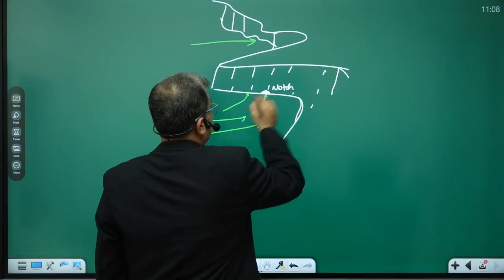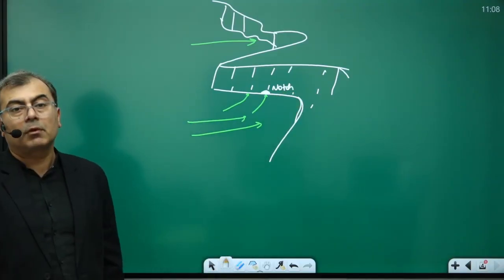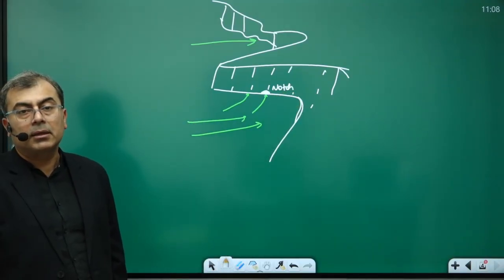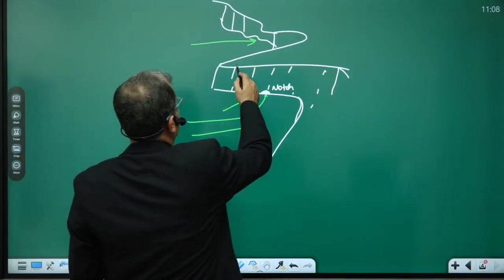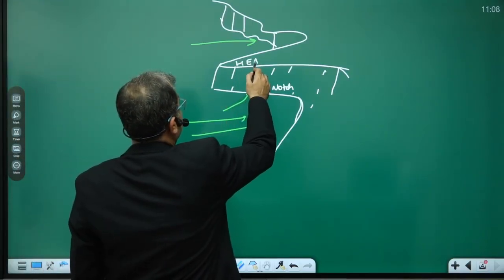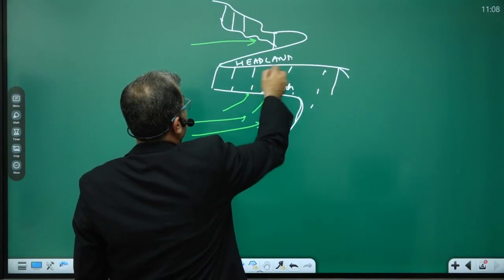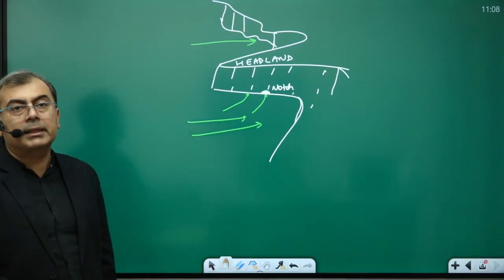Create a notch. Waves will create a notch on this side. What is this? Can I call this the headland? Waves will create a notch.